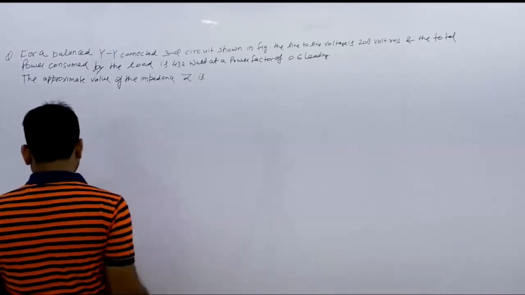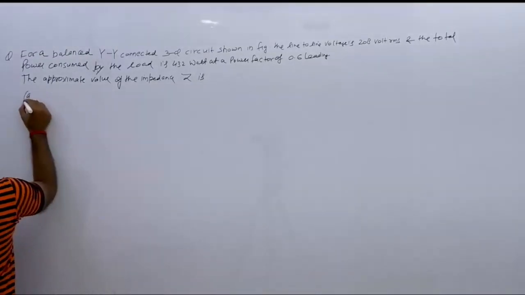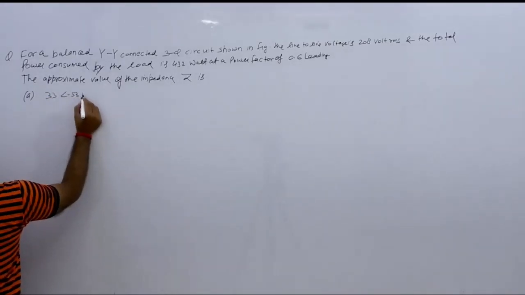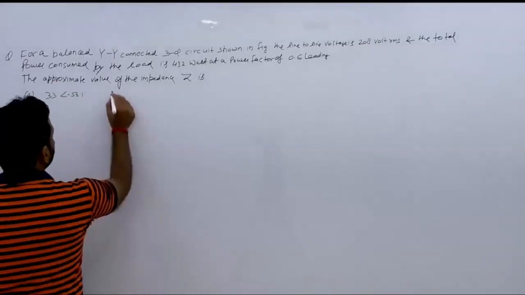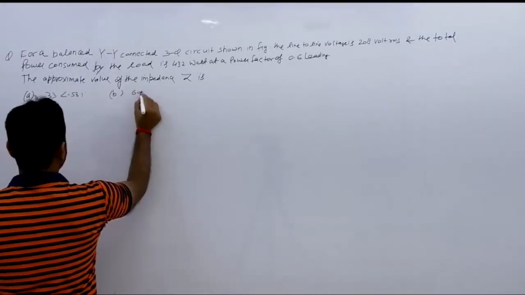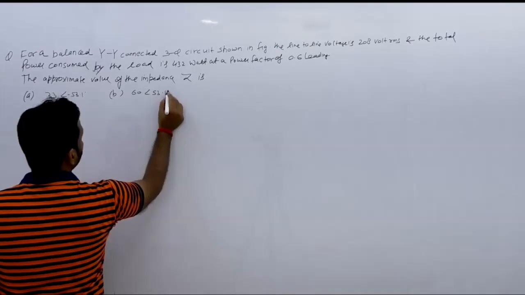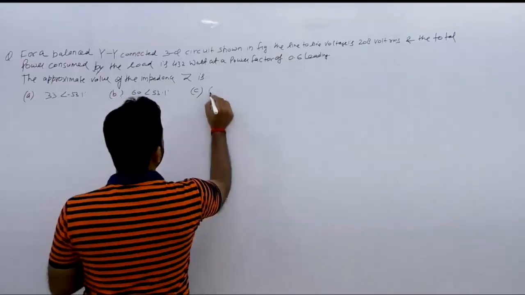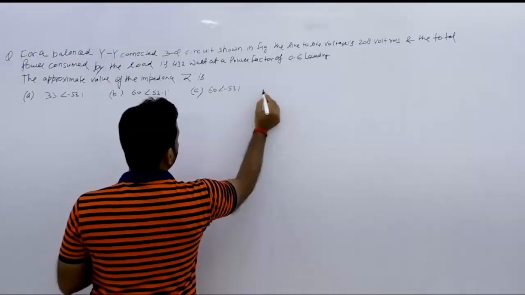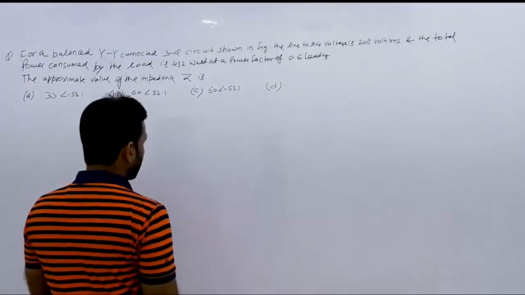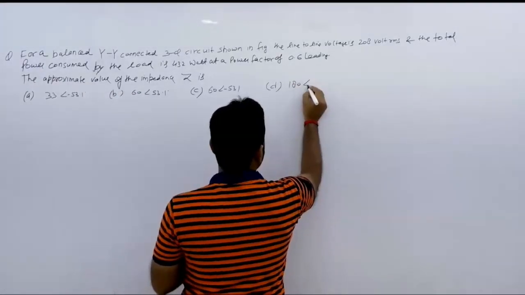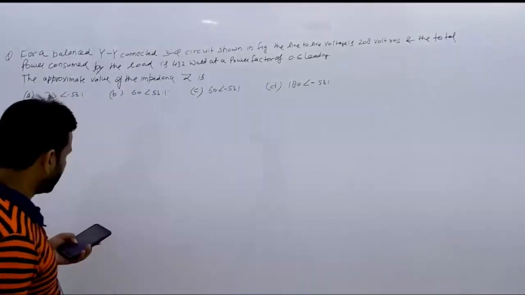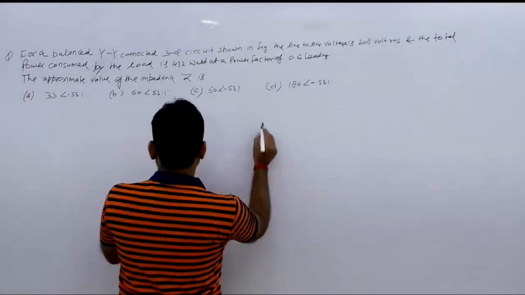Okay, first let's look at the options, then the diagram. The first option is 33 angle minus 53.1 degrees. The next option is 60 angle 53.1 degrees. Option C is 60 angle minus 53.1, and the last option is 180 angle minus 53.1. Okay, so these are the options, and we also have the diagram for the load and source.